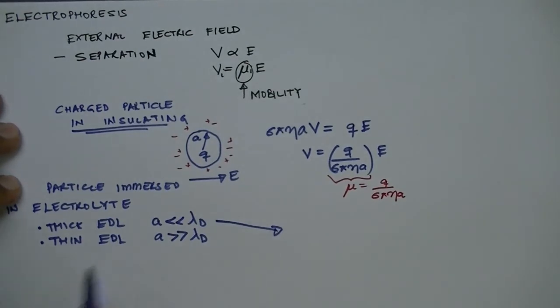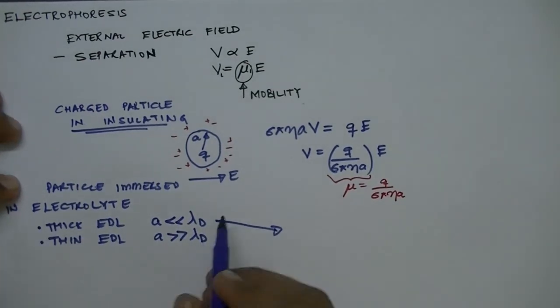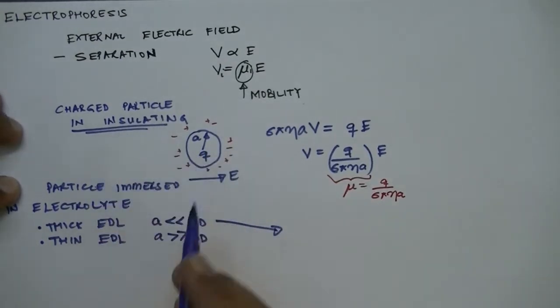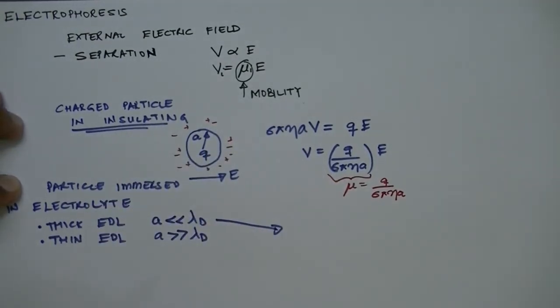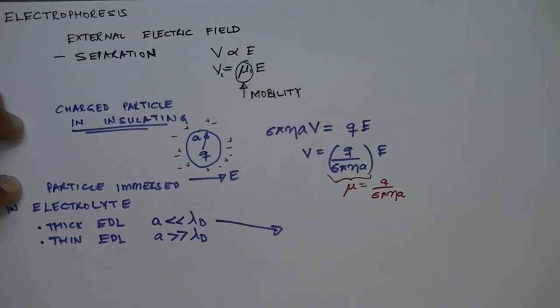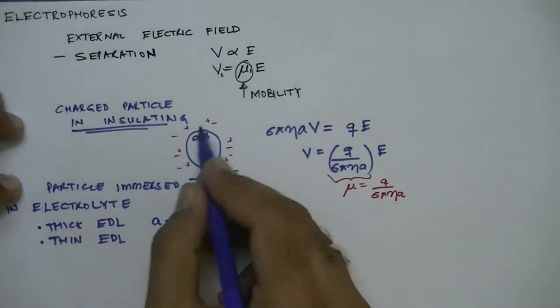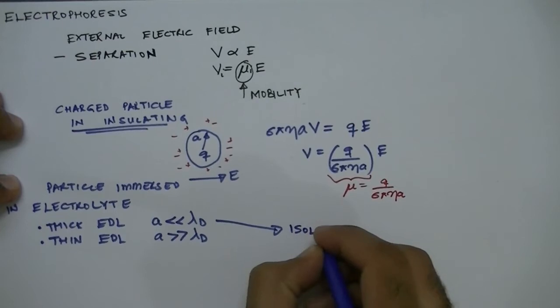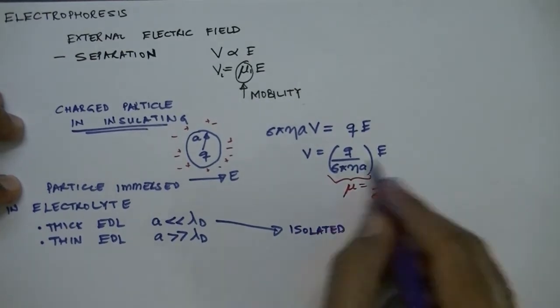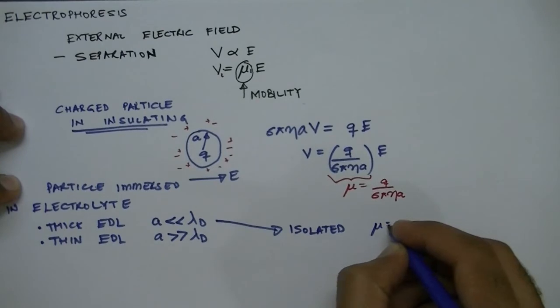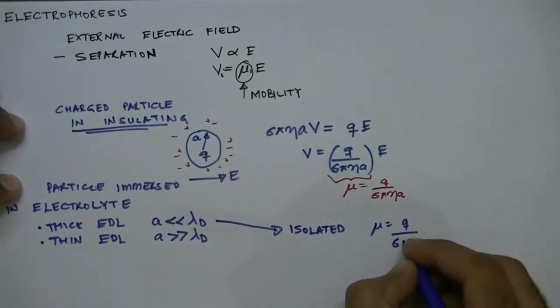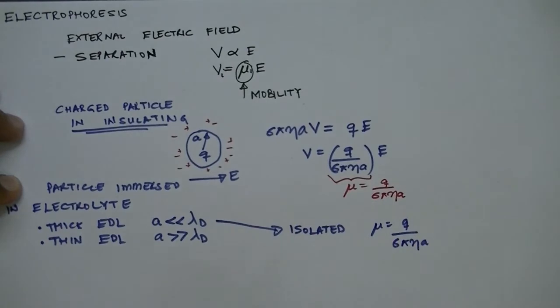So it turns out that the thick EDL case is similar to the case of a charged particle in an insulating liquid. And that's because when you can consider the EDL to be of infinite thickness, then the particle behaves as if it is isolated, and therefore the mobility in this case is the same as the mobility of an isolated particle in an insulating liquid.